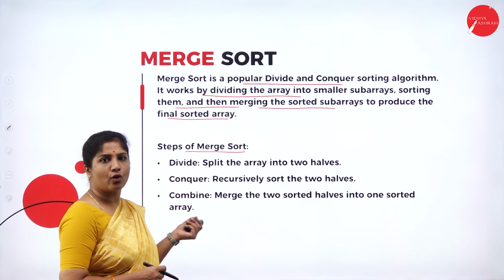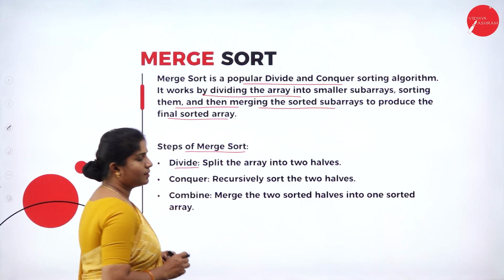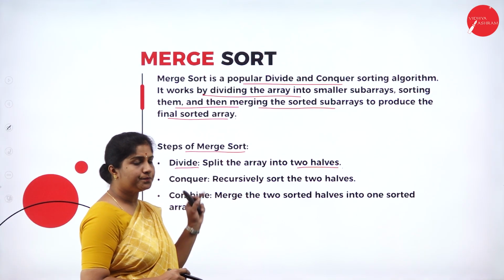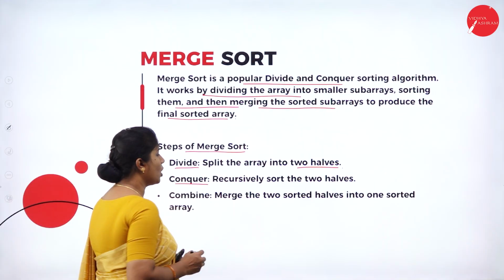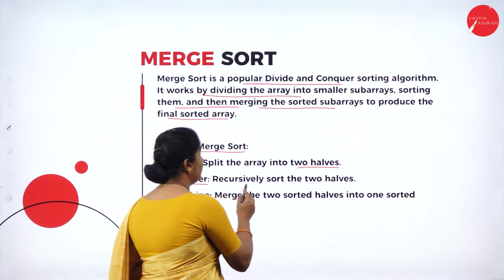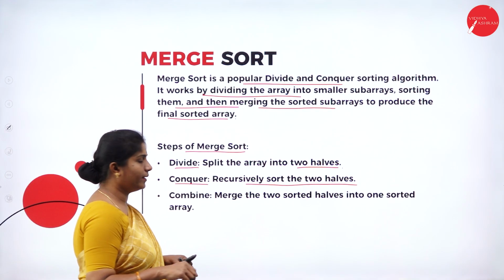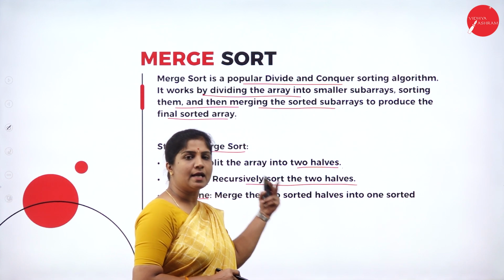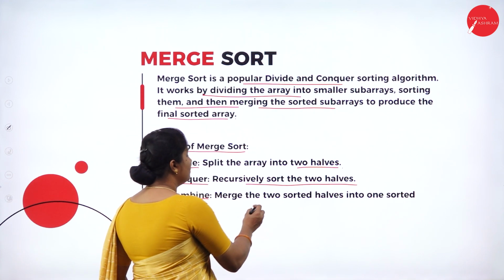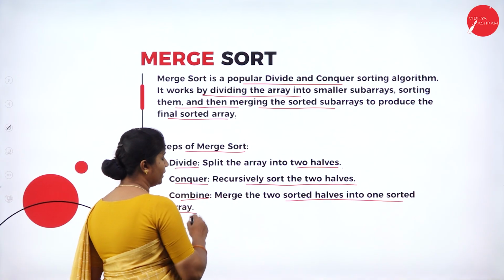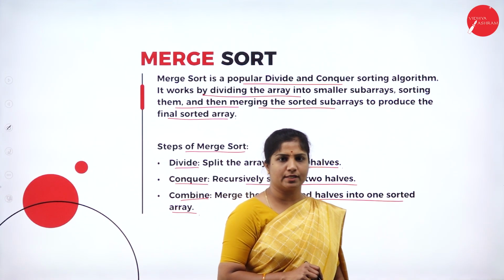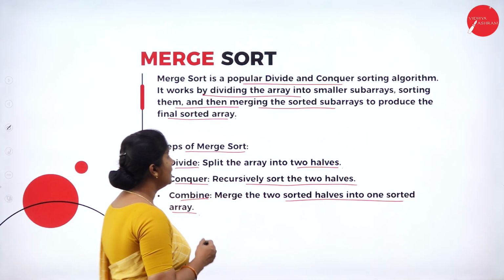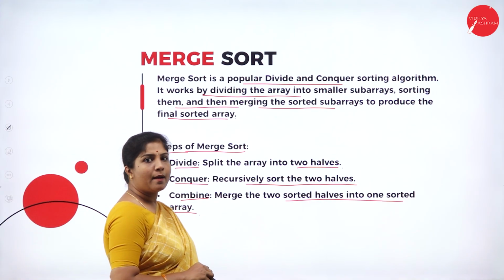So what are the steps we need to follow in merge sort? First thing is divide. That means split the given array into two halves. Then conquer. That means recursively sort the two halves which we divided. Next, combine. After recursively finding the solution for the subarrays, at last we need to combine. That means merge the two sorted halves into one sorted array. The solution we have got for the subarrays, we need to merge to get the solution for the main array. Okay, so this is how we need to follow the steps for merge sort.